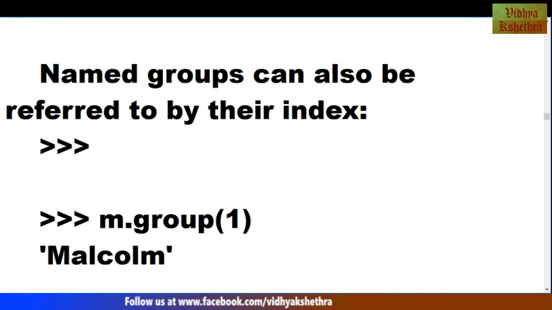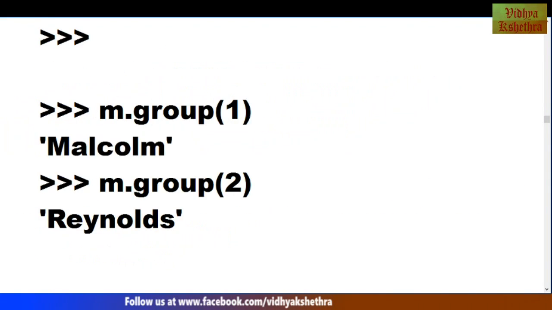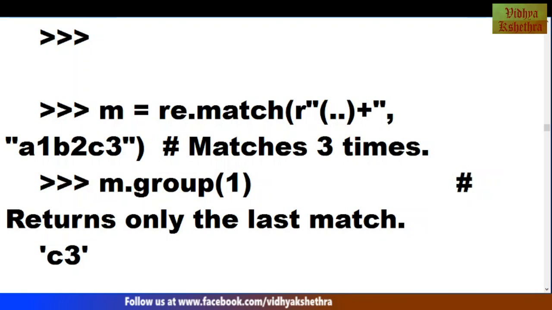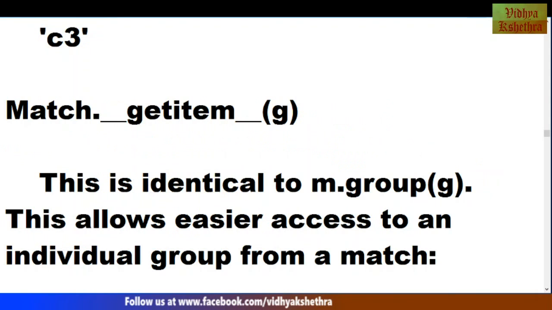Named groups can also be referred to by their index. If a group matches multiple times, only the last match is accessible. That is, m = re.match(r'(..)+', ...), which matches A1, B2 and C3. But it only returns the last match.